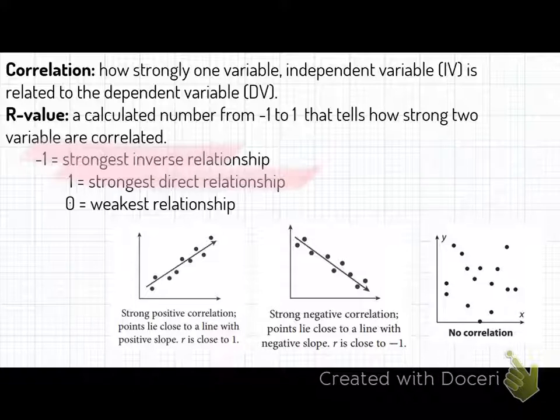So when the number gets closer to negative, really strong. 0, positive. Okay? What's wrong?